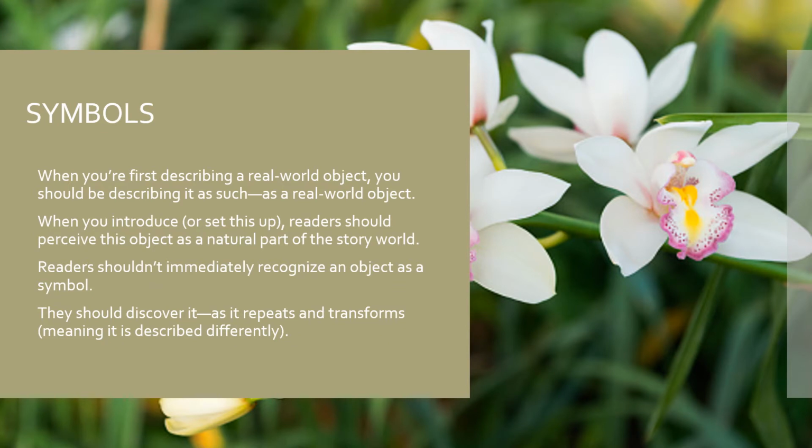So consider when you're first describing a real world object like a shirt, you are going to be describing it exactly like that, as itself, as a real world object. When you introduce it, readers should perceive this object as a natural part of the story world. So you'll notice with the shirts, we're not thinking, oh, this is a symbol. We discover it as it's written about, this description of these two shirts, one inside the other. So this is a discovered symbol of relationship, love, sex, bodies, the taboo, everything is all in this description, this symbol of the shirts.